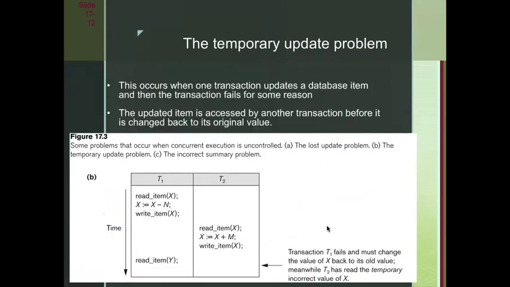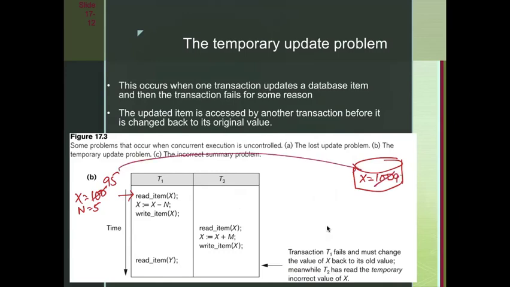Let us look at the next one. Next is the temporary update problem. This type of problem occurs when one transaction updates a database item and then the transaction fails for some reason. Here we have transaction T1 read X. Let's say again in the database X has the value 100. It reads the value of X as 100. Then N is 5, so it performs the subtraction and this becomes 95. Then it performs write, so the update has been written back to the database.